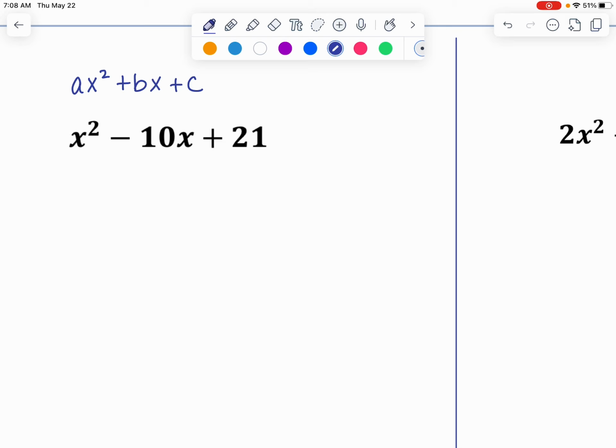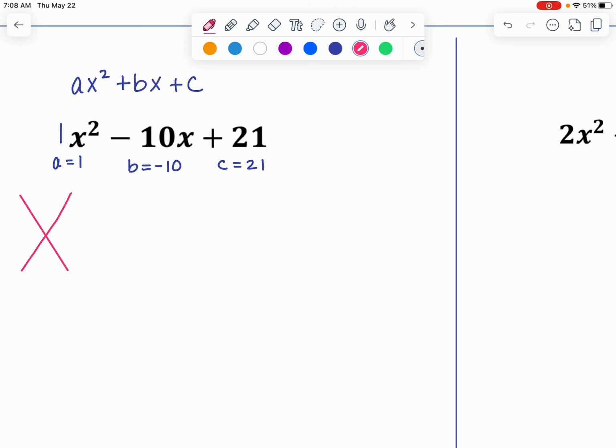So for this specific example, it is in standard form. We've got x squared first, then x, then the constant. And so we can go ahead and find a, b, and c right now. So starting, a comes from x squared. If there's no number in front of a variable, remember that there's an understood 1 there. So a is 1. B is going to be negative 10. And c is 21.